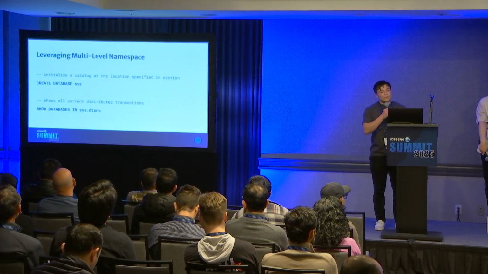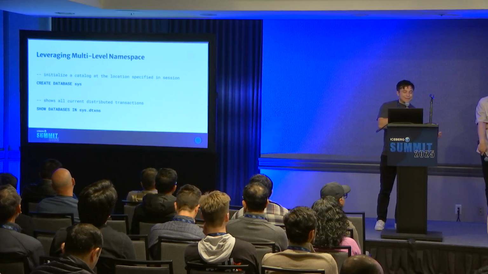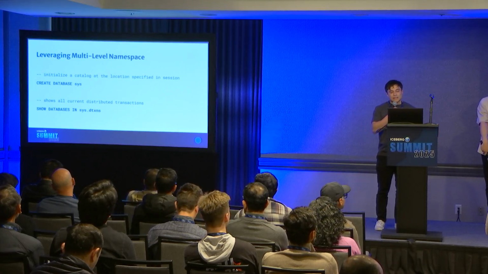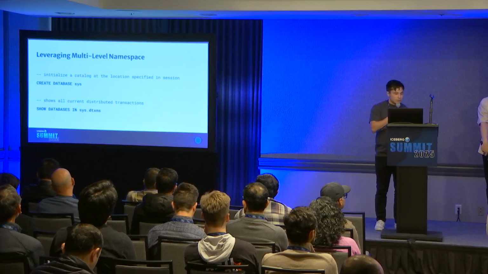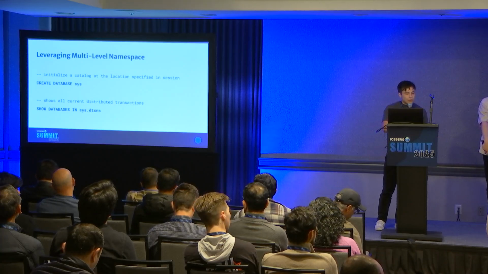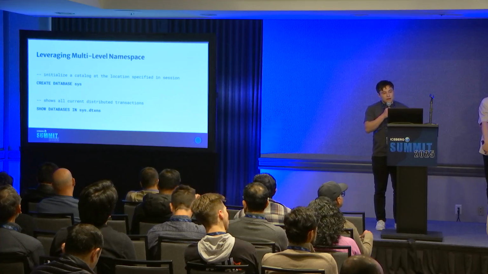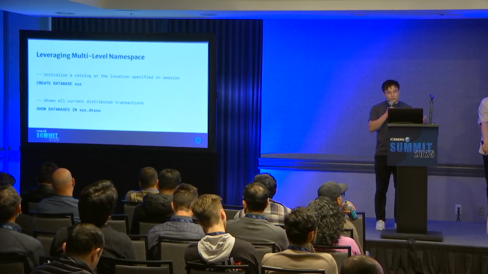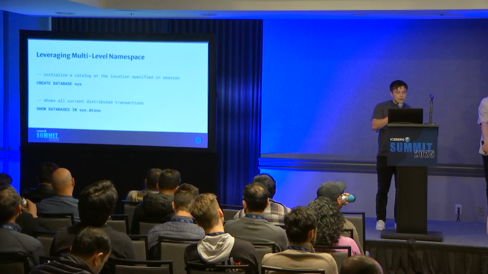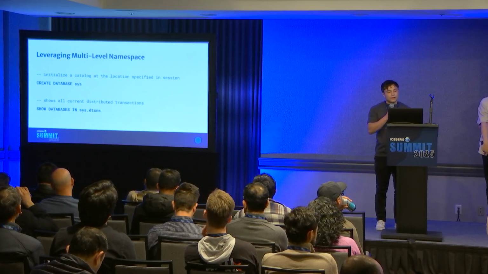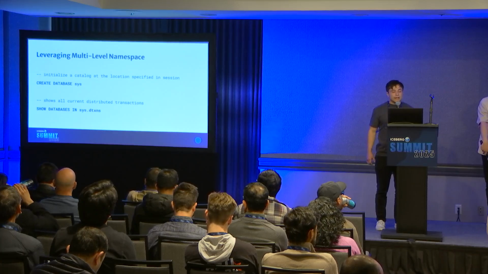So now let's look at what it looks like to use those SQL semantics and interact with those distributed transactions. So first, we can create a database, and that's going to create the location for the distributed transactions. And we can use show transactions to show all the current distributed transactions that are going on against your catalog.